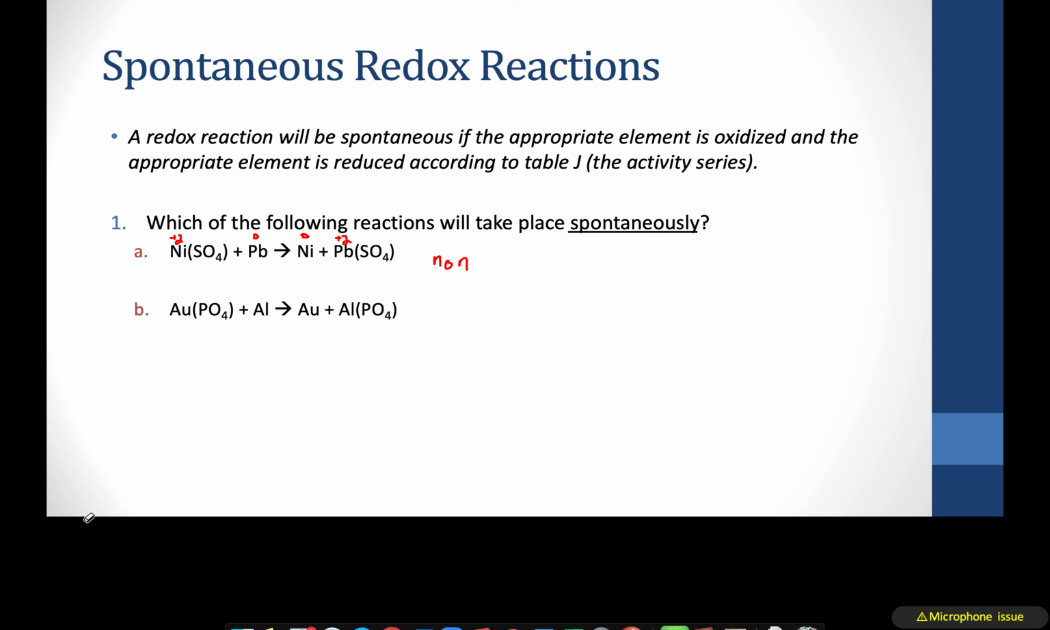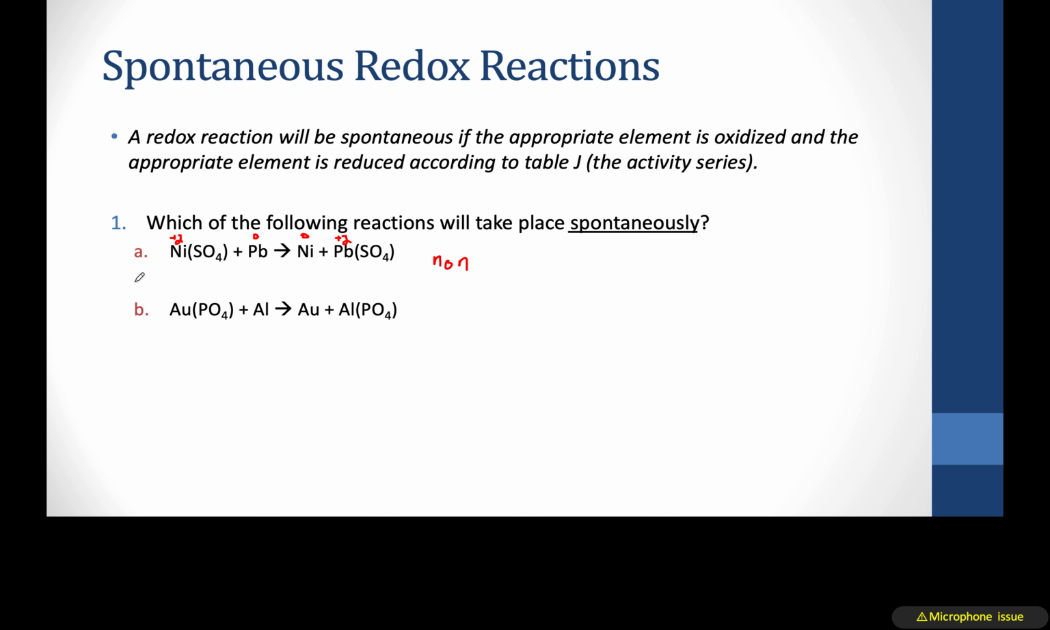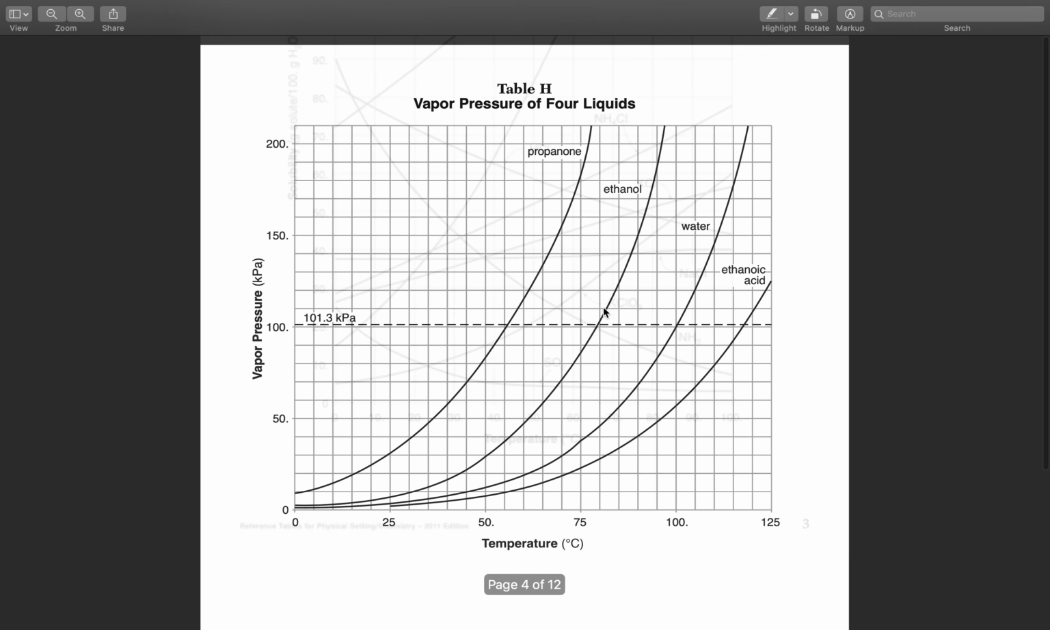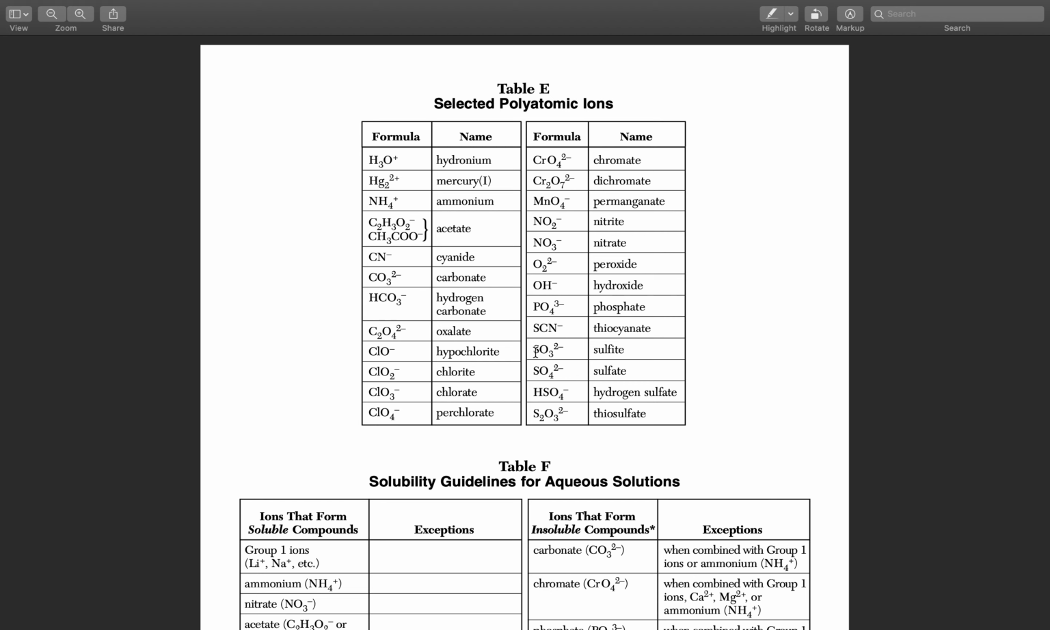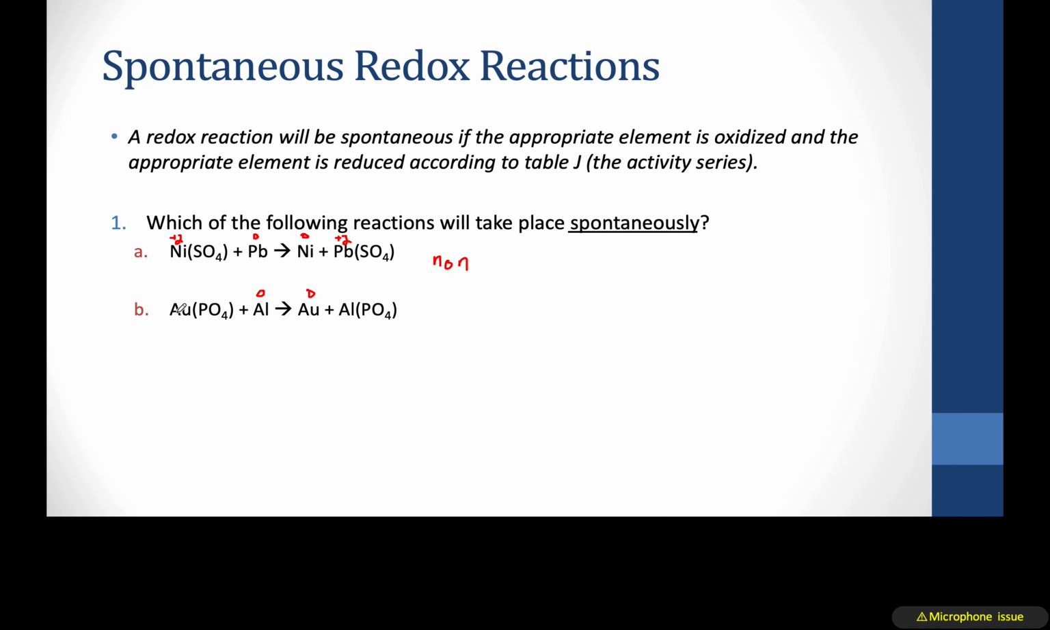Okay, and again, you can pause and try this one if you want. I always like to start with the elements by themselves. They're always 0, doesn't matter what they are. And again, PO4. What's the charge of PO4? PO4 is 3 minus. So that means gold, Au here, has to have a positive 3.